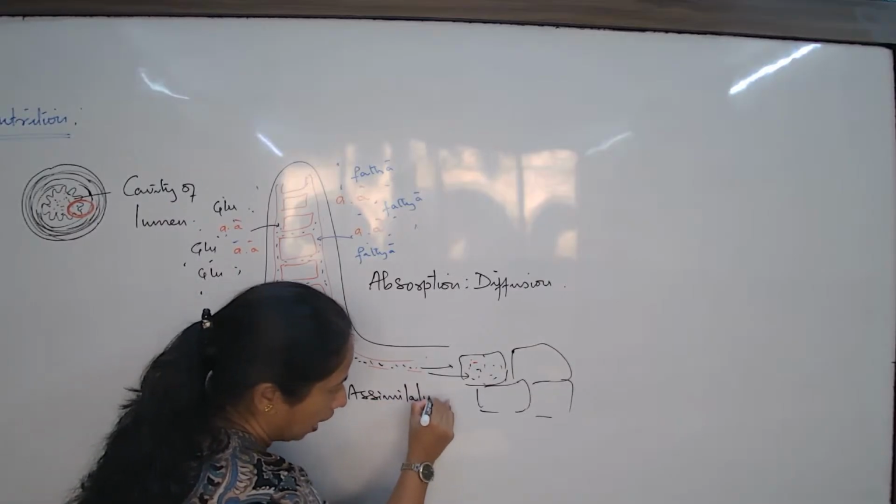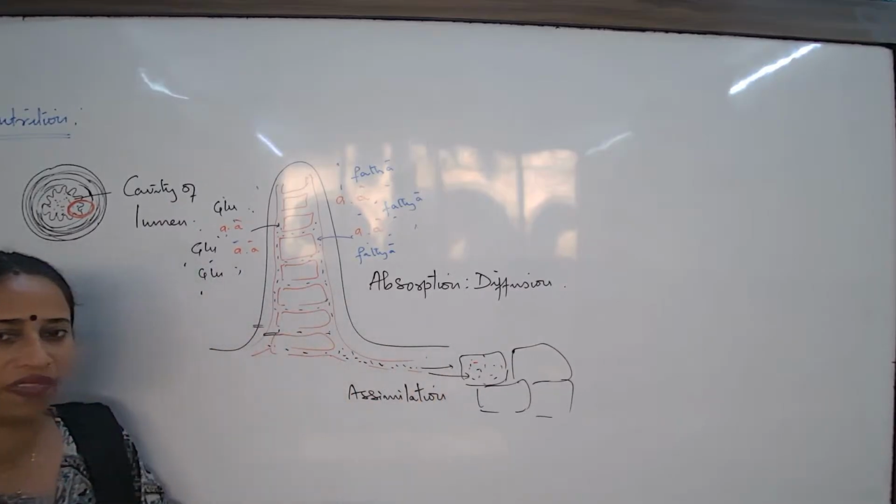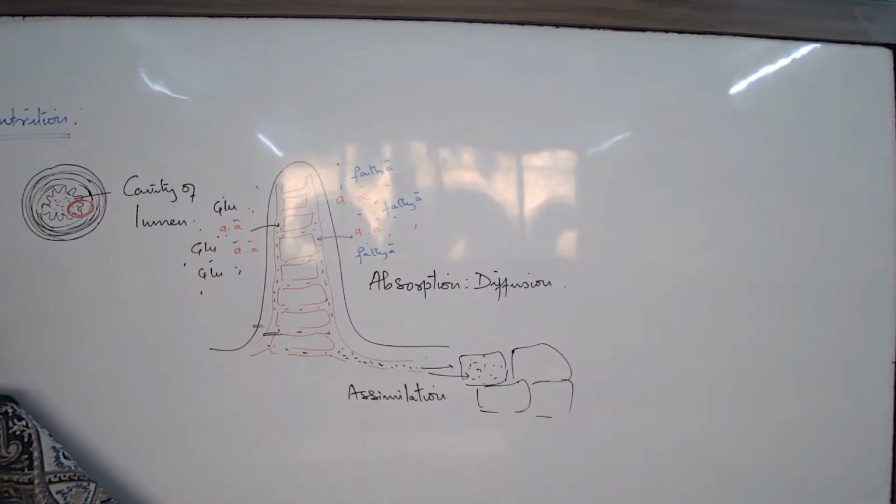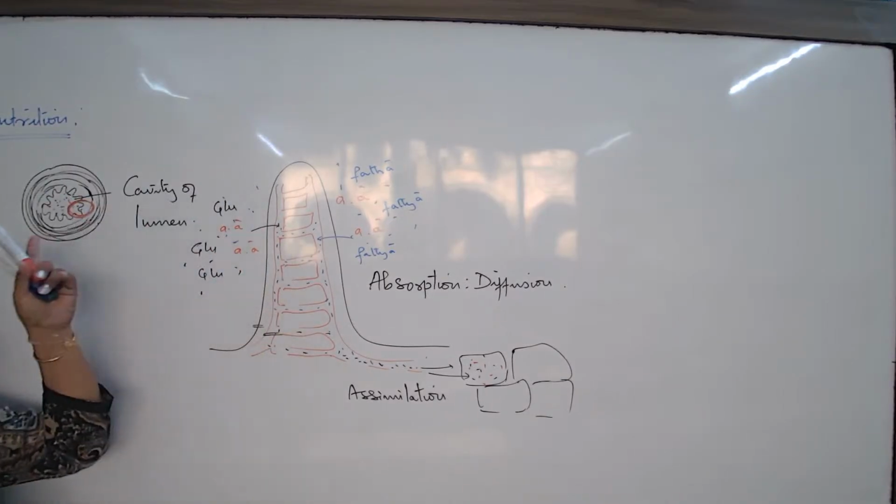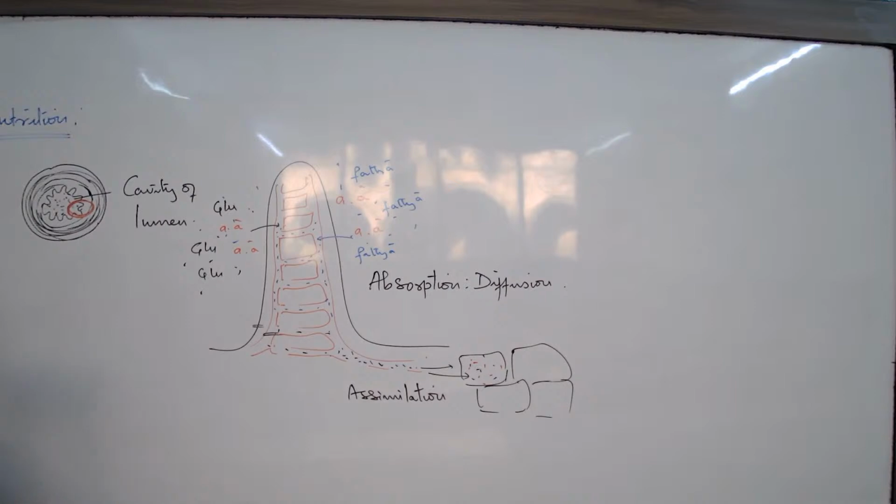What is it? Assimilation. So how do we define this word assimilation? I will summarize. Don't be in a hurry to write. Samjho pehle. If I have to summarize the entire story, the first step was ingestion, the process of intake of the food. And then starts the process of digestion in the mouth and the stomach, etc. So the second step is digestion.